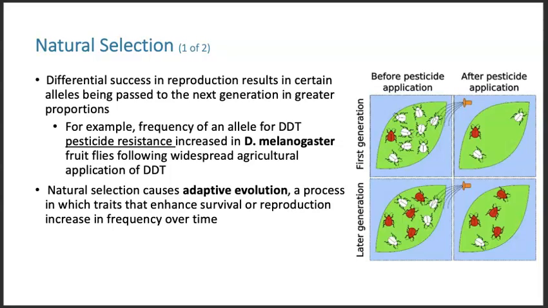Now, that is natural selection. We'll talk a little bit about natural selection versus artificial selection. I think we already talked about that actually. But we put that under the category of natural selection. Those fruit flies that are resistant are the ones that are adapted to this new environment of putting down the pesticide. So natural selection causes adaptive evolution. And again, that's just a process in which traits that enhance survival or reproduction increase in frequency over time.